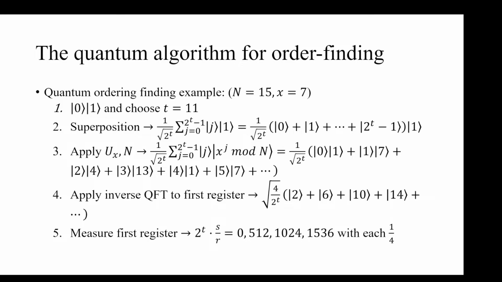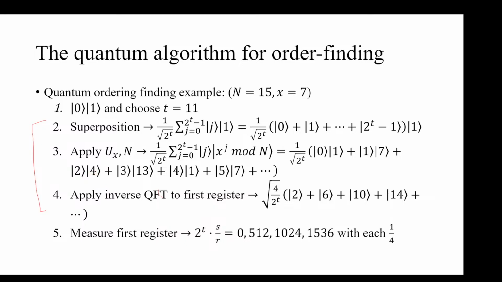The first step of phase estimation: we create an equal superposition on the first register, and that gives us 1 over square root 2 to the t, summation j from 0 to 2 to the t minus 1 of |j>, and the second register is 1. And we apply the controlled U_x on the second register, controlled on the first register, so the second register becomes x to the j mod 15. So when the first register is 0, it's 1, and when the first register is 1, it's 7, and then you multiply 7 together, again mod 15, so this is 49 mod 15, equal to 4.